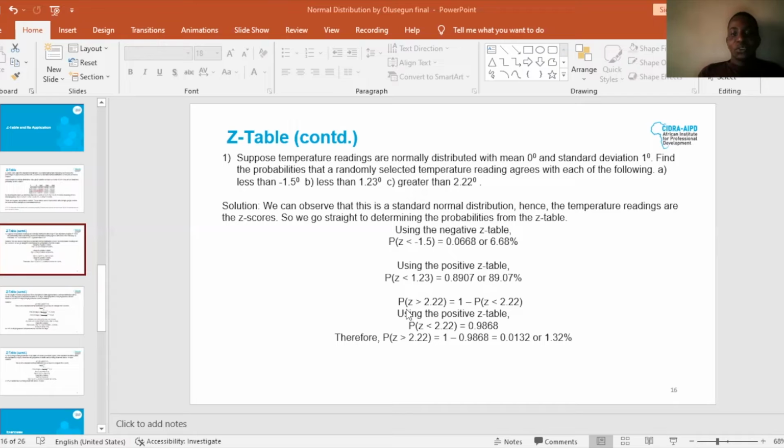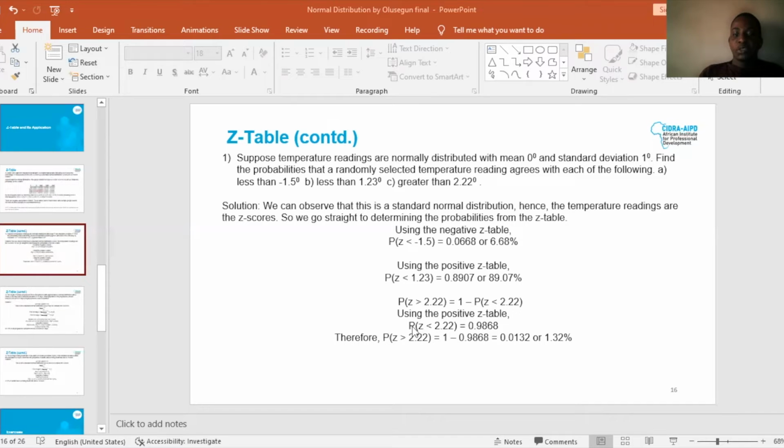Now, to find the probability of values greater than 2.22 degrees, that means our z will be greater than 2.22. The z-table does not compute probabilities for values greater than the z-score. It only computes for less than. So we have to first find the values that are less than 2.22 and then subtract that from 1 to get those that are greater than 2.22.